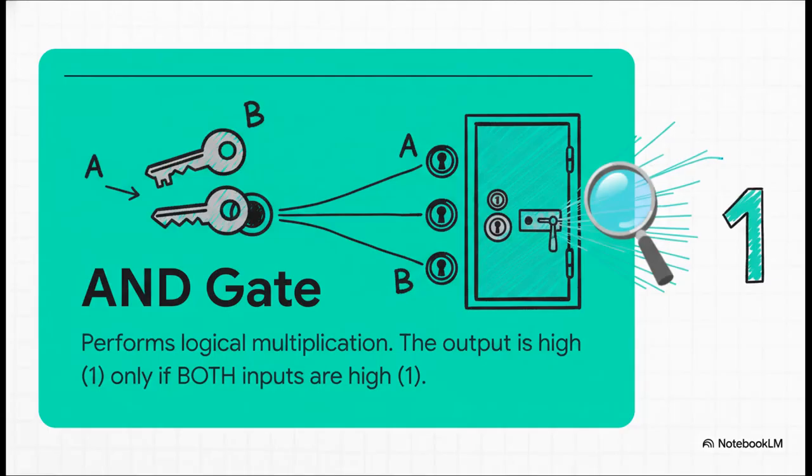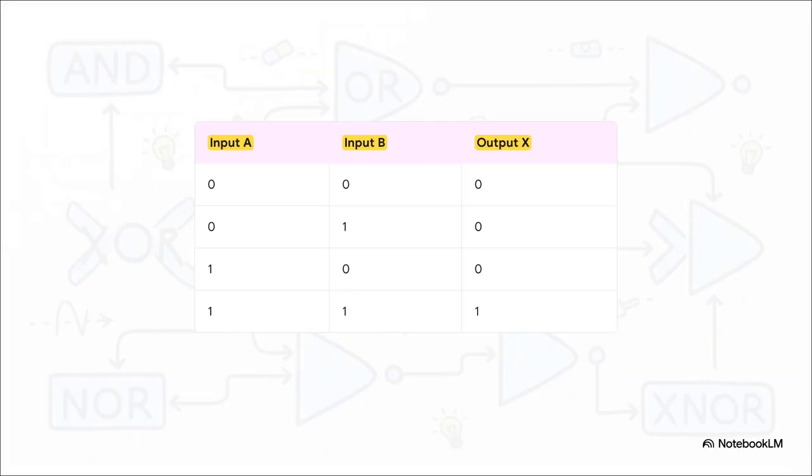Okay, next up is the AND gate. Now, this one's a little bit stricter, and it takes two inputs. You might hear it called logical multiplication, which is really just a handy way to remember its rule, but I like to think of it like a high-security door that needs two separate keys turned at the exact same time for it to open.